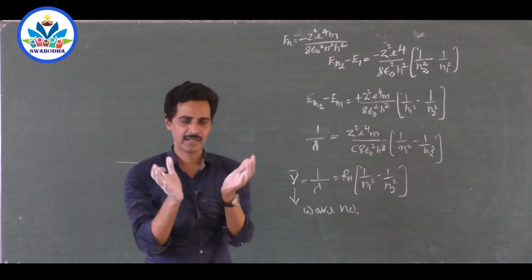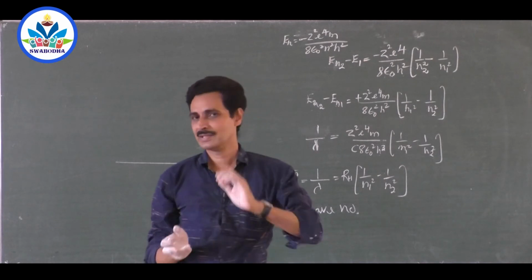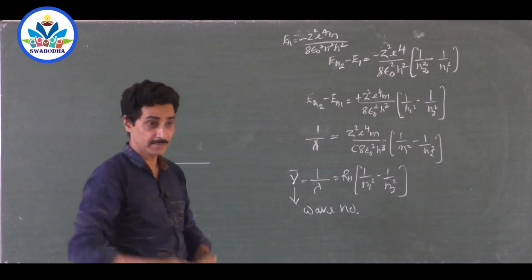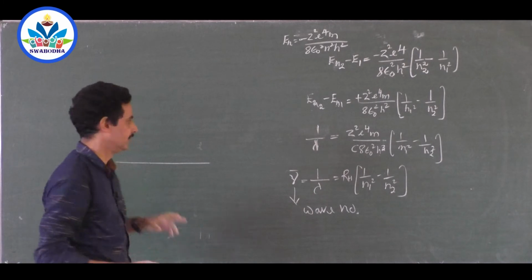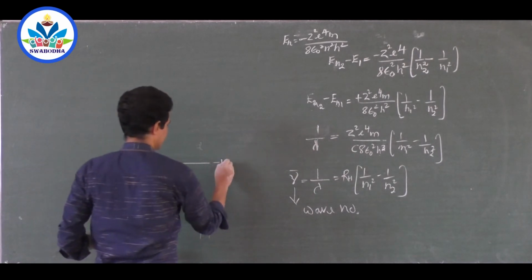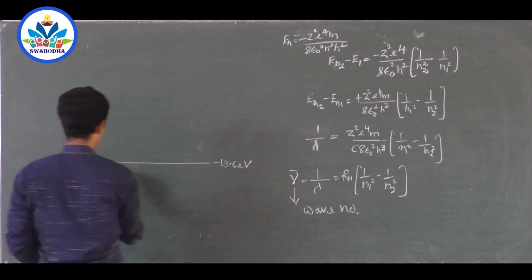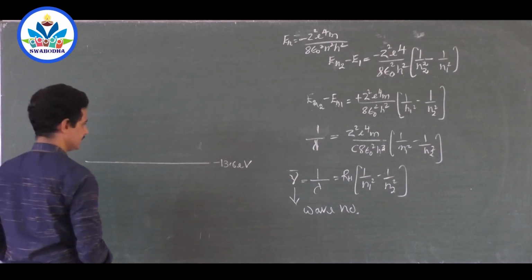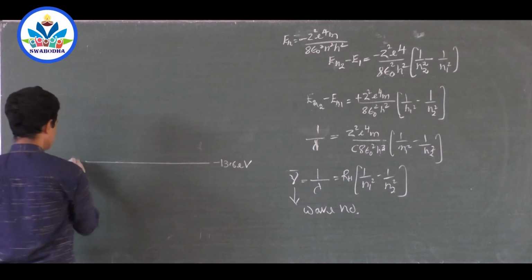If the electron is in the innermost energy state, what is the least energy of the electron? That means it is most bound to the nucleus. That is minus 13.6 electron volt. You know it. Minus 13.6 electron volt. This is n equal to 1.